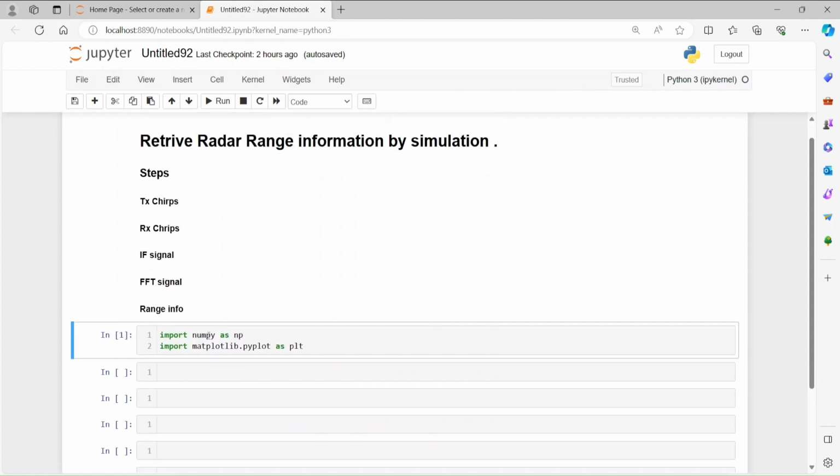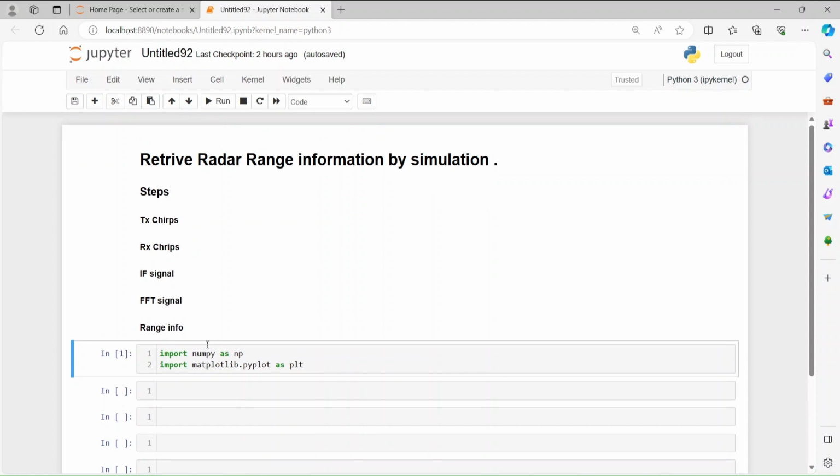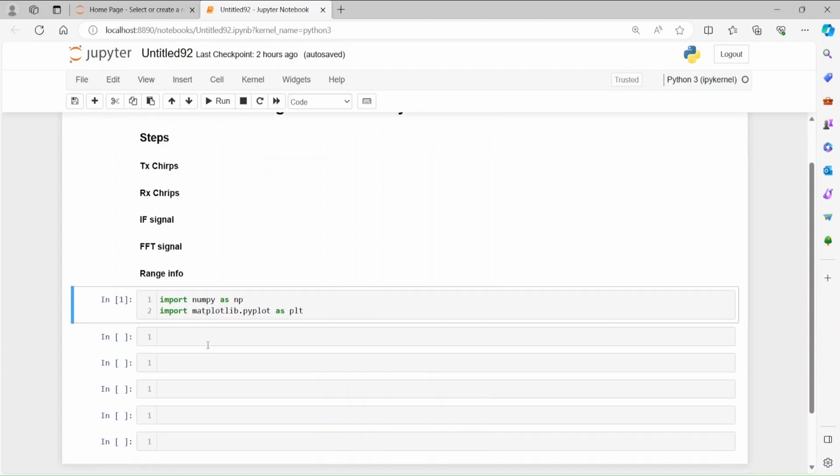We are only going to focus on the range of the radar. Usually the radar provides range, Doppler, and angle information, but in this simulation we're just going to focus on the range information extraction. So I imported numpy and matplotlib, and let's create the ramping signal.